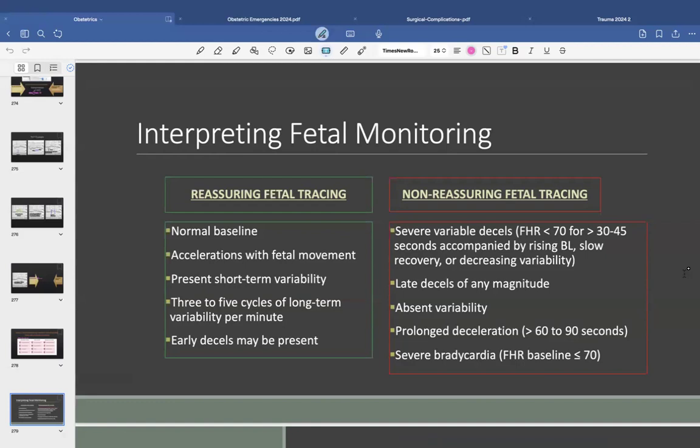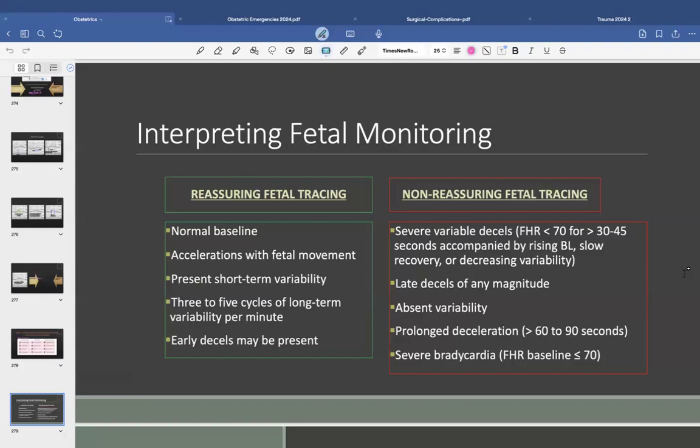Any type of late deceleration of any magnitude is not favorable. Absent variability. What I didn't really talk about with the variabilities is 3 types: marked, moderate, and absent. That's too advanced for this class, but if there's no variability whatsoever, that is not good. Remember, fetal heart rate variability tells us about the neural development and the well-being of the baby. So you want some variety there. When it's none at all, this is not good.